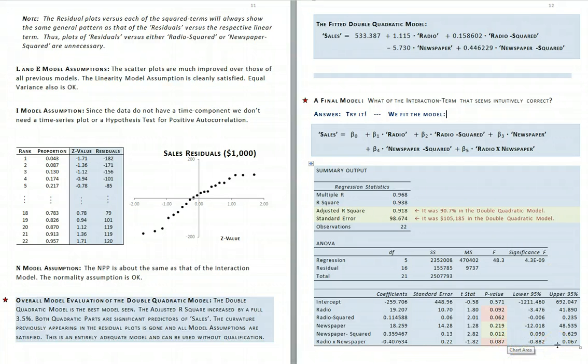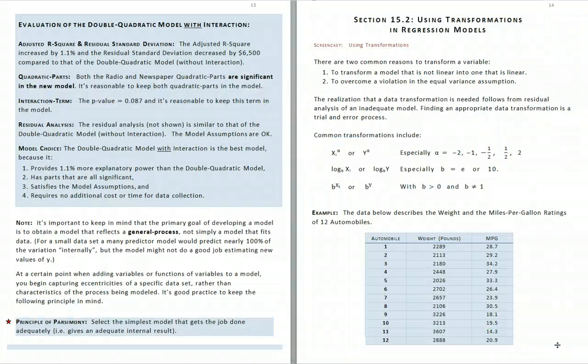You have not been given a specific significance level that you need to adhere to. We've moved to the next page where we've included an overall evaluation of the double quadratic model with interaction. You should read this page. Our general conclusion is it's a good model, but we should avoid attempting to add additional variables. We are pushing up against the principle of parsimony, which says select the simplest model that gets the job done. This completes this screencast on quadratic models.